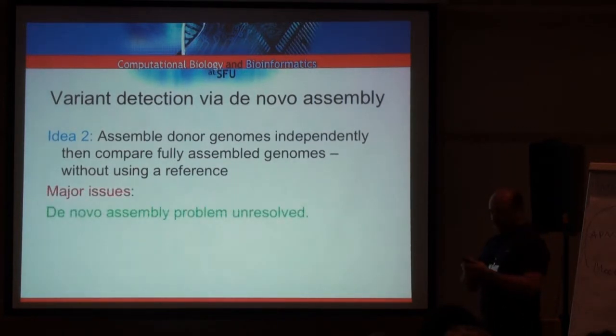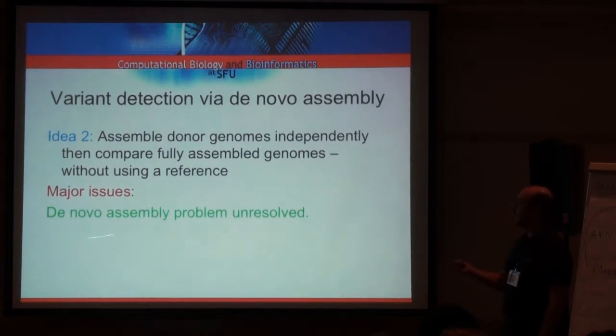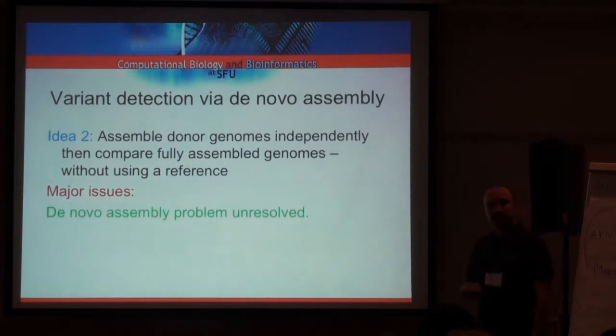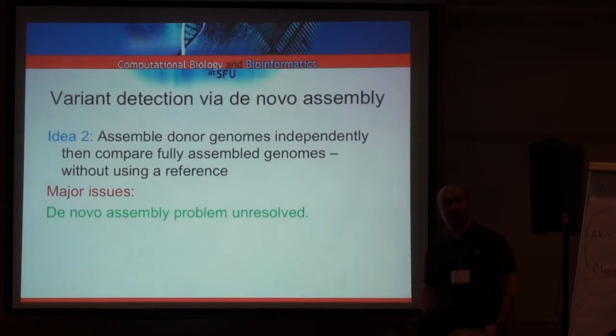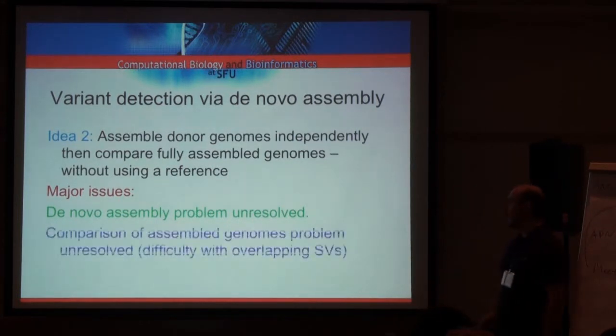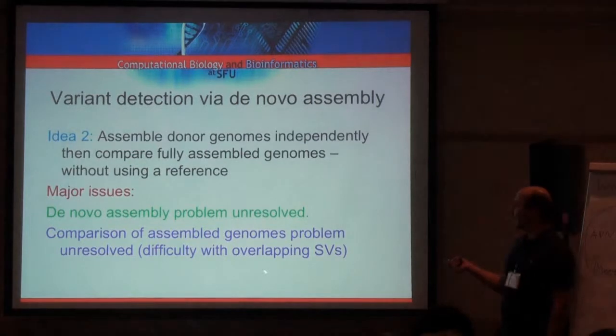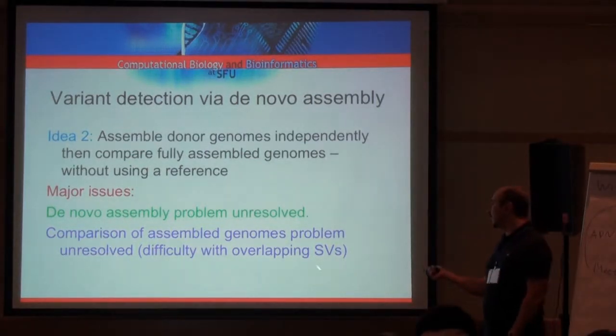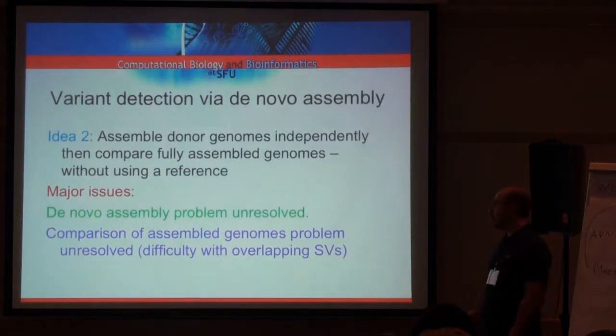However, it has some major issues. As we have seen yesterday, de novo assembly problem is far from resolved, especially at human scale. And comparison of assembled genomes problem, again, as seen yesterday, is very difficult. It's generally unresolved, especially when structural variants overlap.